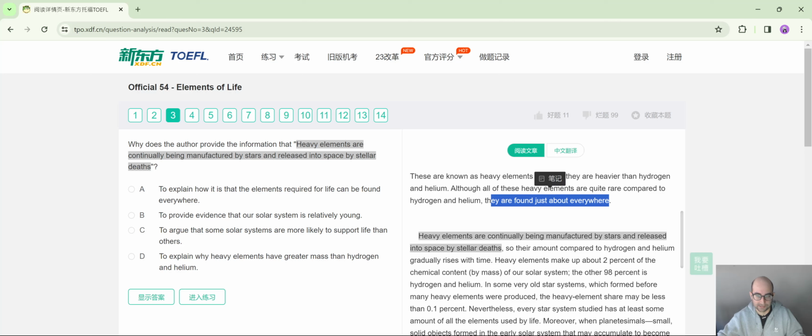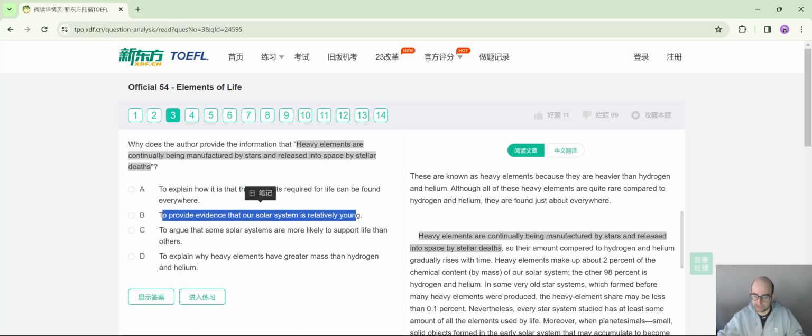So this makes sense. If I check B, to provide evidence that our solar system is relatively young, I didn't read anything about the youth. No, that doesn't make sense. Choice C, to argue that some solar systems are more likely to support life than others. I didn't encounter that in any of the sentences I just read. The one before the highlighted phrase, the one that contains, and the one after. So that doesn't make sense. Choice D, to explain why heavy elements have greater mass than hydrogen and helium. A false comparison, didn't mention that anywhere. So based on this, the answer has to be A.